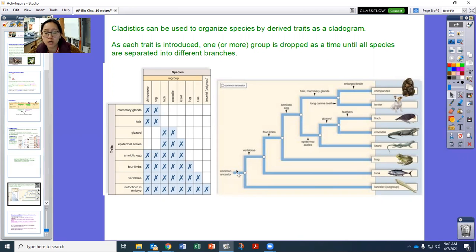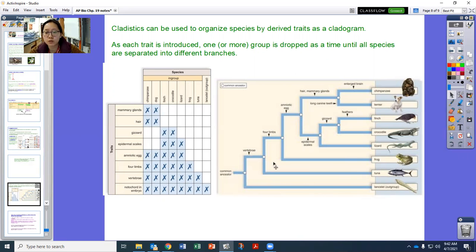So for example, there is one common ancestor for all of these organisms. And you're saying, hey, miss, these organisms are really different. And I know. And they're really different because they have a lot of different derived traits from each other. So for example, if we jump to this first branch and we have vertebrae or non-vertebrae, then we would have a lancelet that doesn't have a backbone, and all of the rest of them will have a backbone. So we dropped out the lancelet group, right?